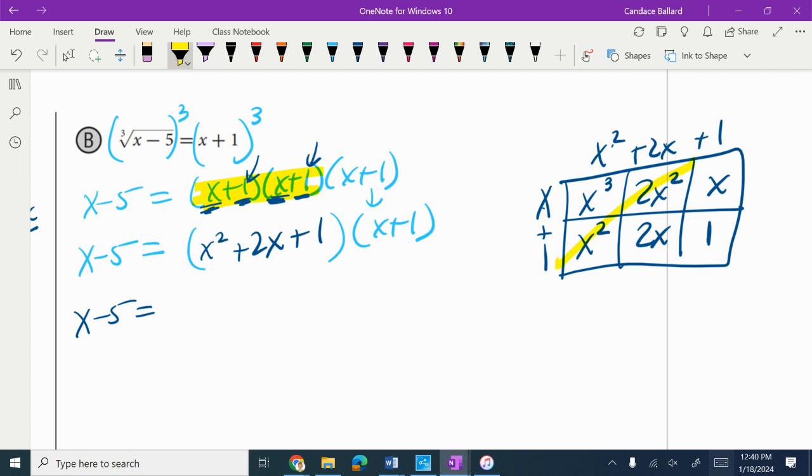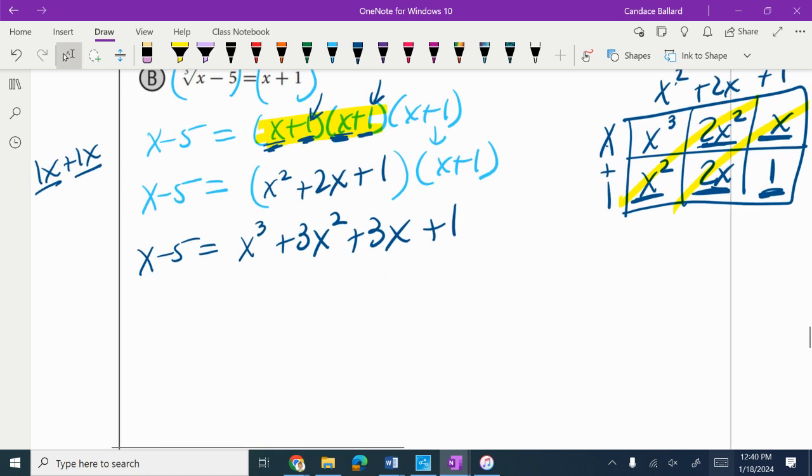We're going to add our diagonals, which is typically where our like terms are. So I'm writing down x cubed. I'm adding 1x squared plus 2x squared is 3x squared. 2x plus 1x is 3x, and finally just a 1 at the end.